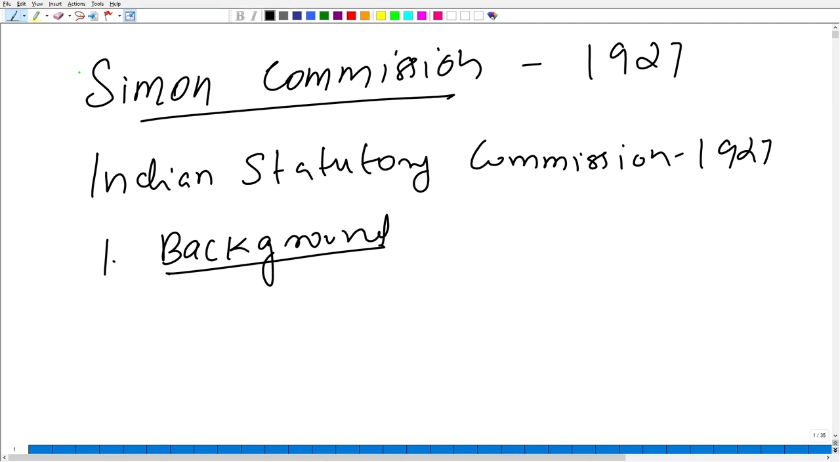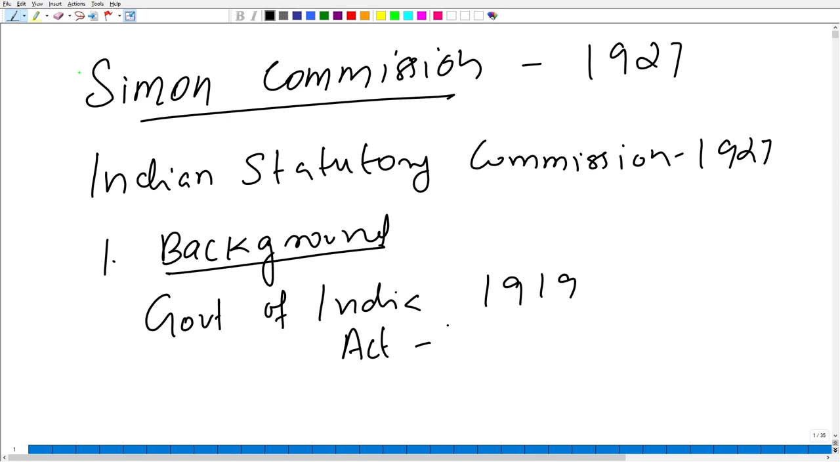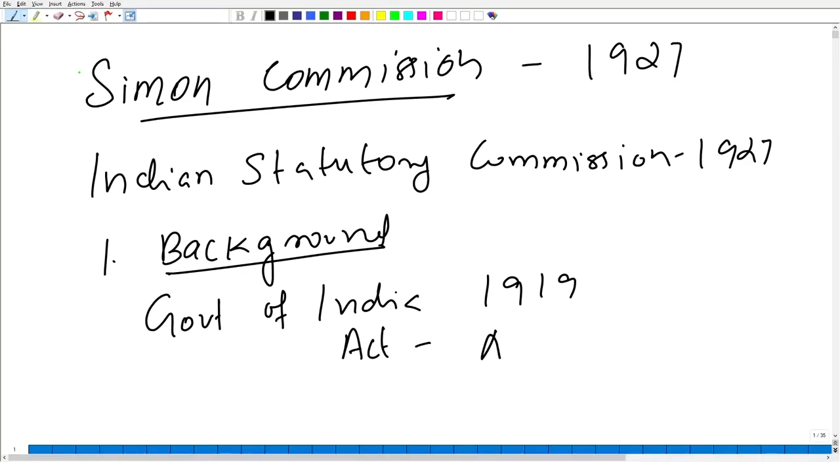You have studied Government of India Act 1919. In the Government of India Act 1919, there was a provision that a high power commission would be appointed to inquire into the functioning of the constitution introduced through the Government of India Act 1919. For the immediate background provided for the appointment of Simon Commission was that after the expiry of 10 years, a commission was to be appointed to inquire into the functioning of the provisions introduced through the Government of India Act.